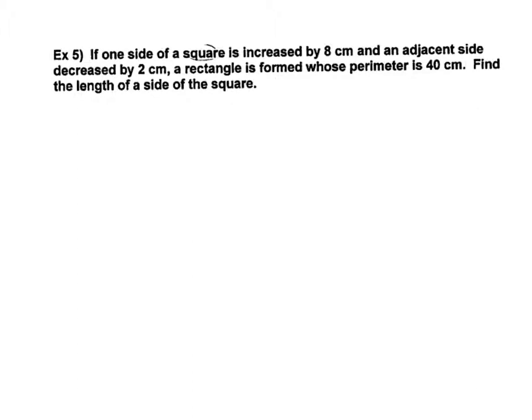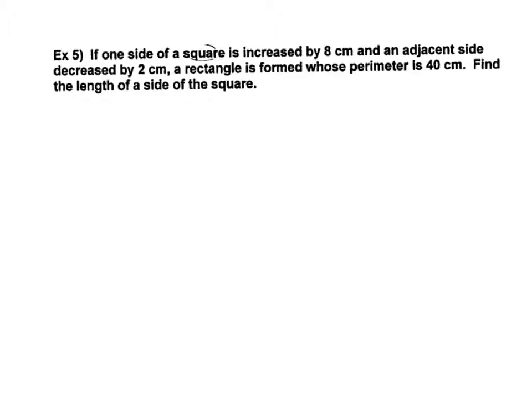Okay, example 5 is a little different. It says if one side of a square is increased by 8 centimeters and an adjacent side, that means the side next to it, is decreased by 2 centimeters, a rectangle is formed whose perimeter is 40. Find the length of a side of a square. So now we kind of have two shapes here. So let's start with the square.